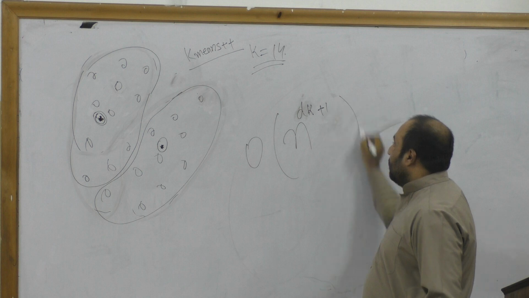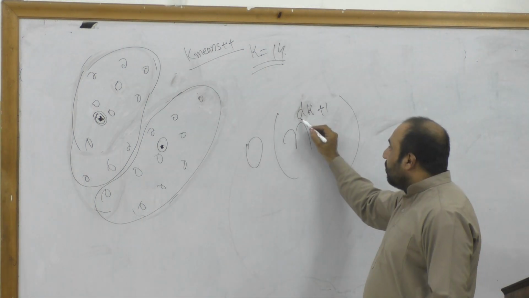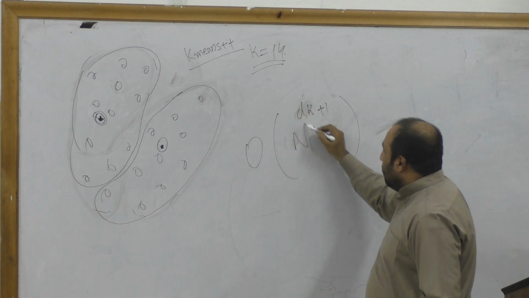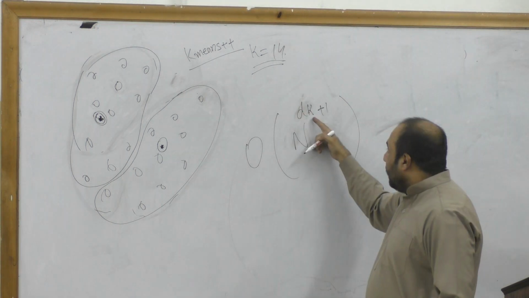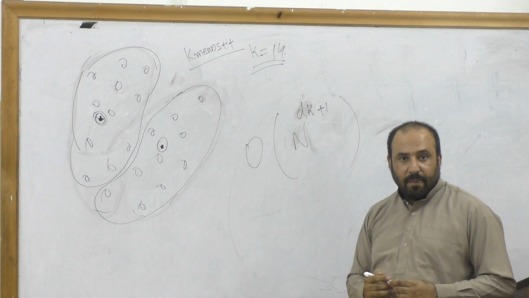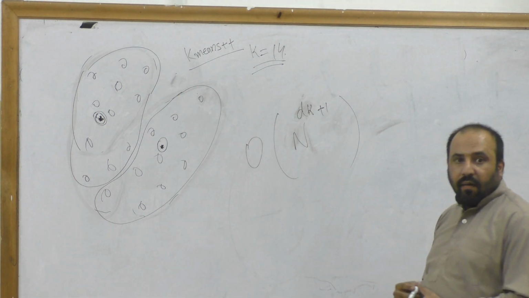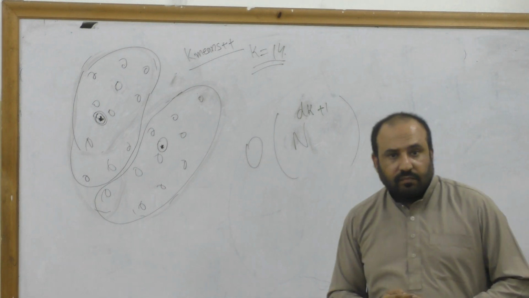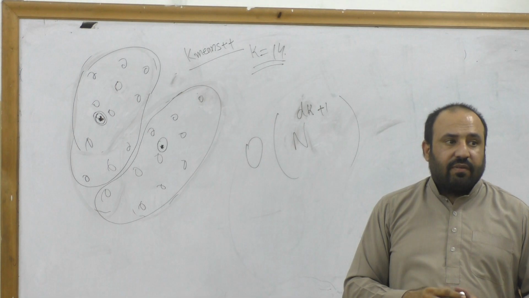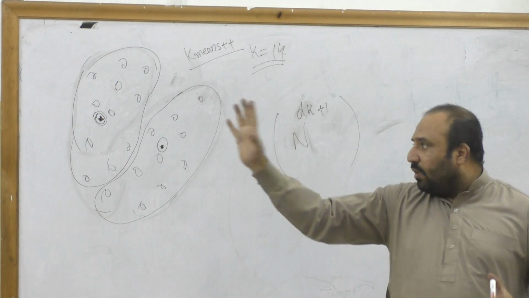D K plus 1. N is the total number of data points, D is the dimension, and K is the total number of clusters. So what it is saying is that if our dimension D is 2 and, for example, my clusters are 2, it will take n to the power 5 times. Yes, in that case you can do it exactly.